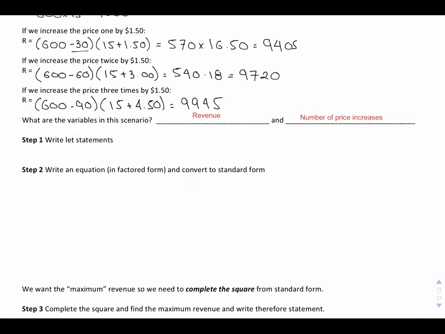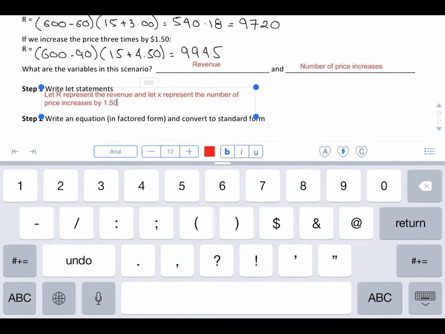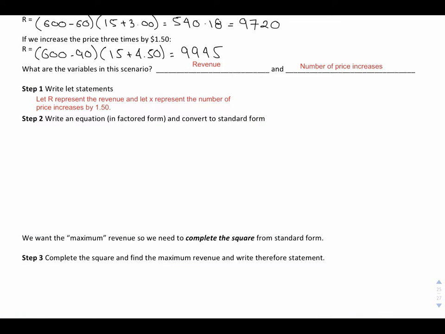So let's begin by defining some variables. So the variables are pretty much defined by what we're looking at, the revenue and the number of price increases. So I'm going to write that over here. So let R represent the revenue. And let X represent, and this is the harder of the two variables to kind of grasp, the number of price increases by $1.50. So these are our variables. R represents the revenue, and X represents the number of price increases by $1.50.